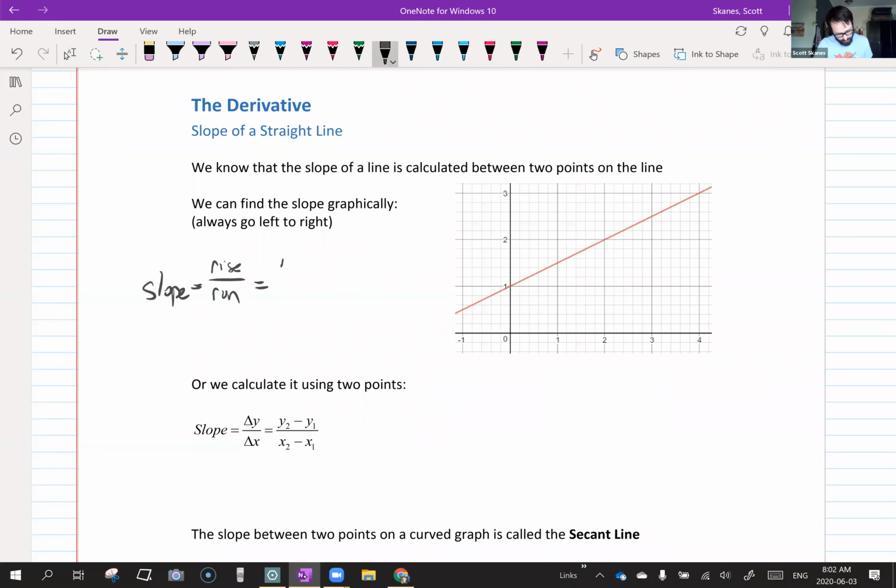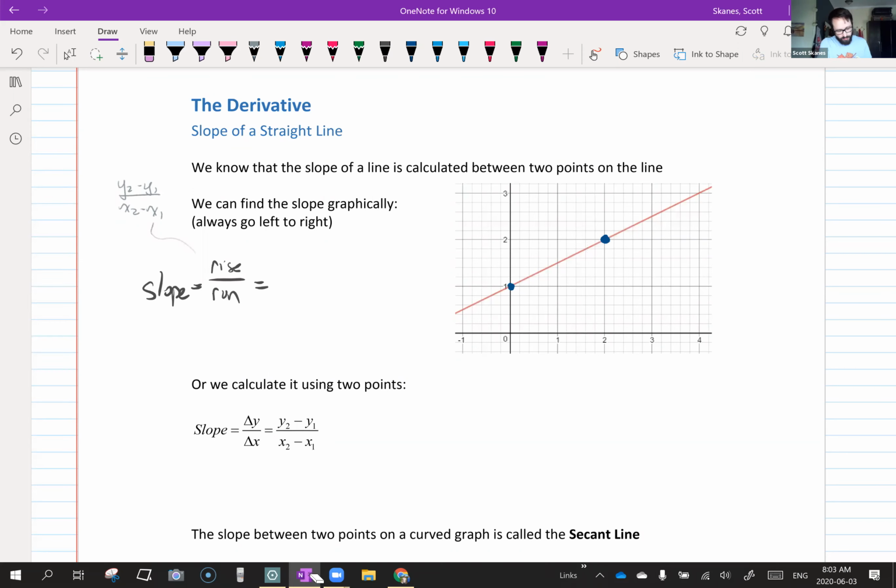Or some students like to call it y2 minus y1 over x2 minus x1. But the whole point is just, let's look at this graph. Let's get the slope. I'm going to choose any two convenient points. I'm going to choose this one and this one. You could choose any two points. You could choose this one and that one if you wanted, or whatever. I like to make my life easy.